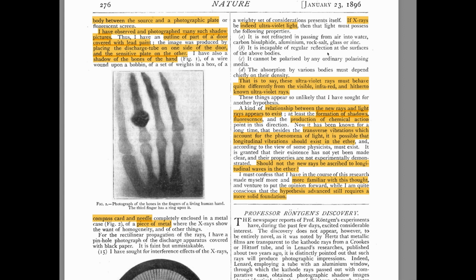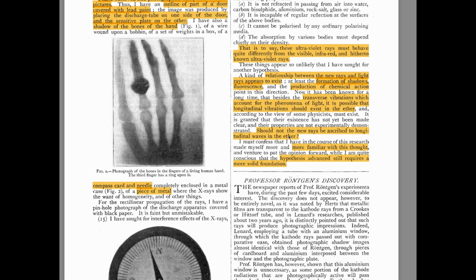Since X-rays are not behaving according to those properties, the author implies how X-rays are not UV lights by mentioning that if X-rays are indeed UV light, then those ultraviolet rays must behave quite differently from the traditionally known ultraviolet rays. Röntgen then hypothesizes that X-rays are another type of light rays formed through longitudinal vibrations, not transverse vibrations.